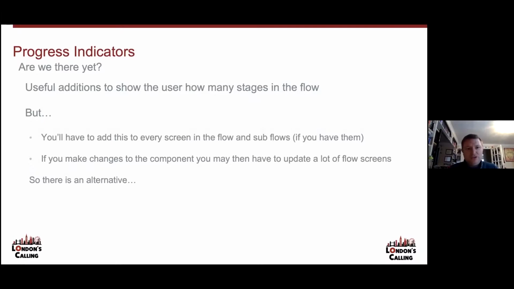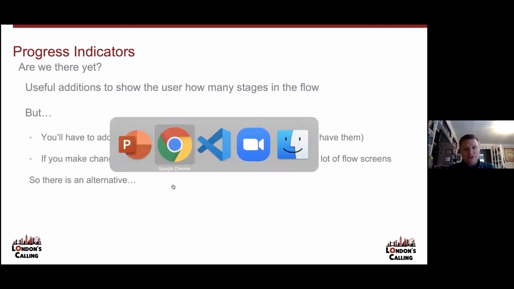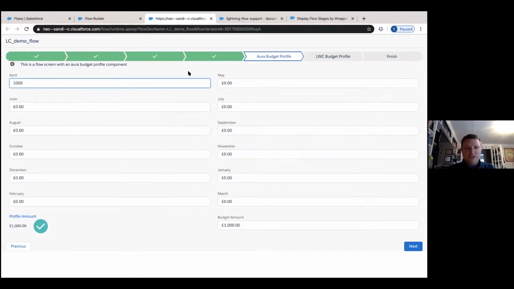Okay, we're now going to talk a little bit about our process indicators. These are great little additions that we can add, and if we come back to our flow, we can see that we've put these on quite a lot of our screens. It obviously tells the user how much more they have to proceed within the flow, and lets them know just how long they've got left and where they are in the process, and so on.